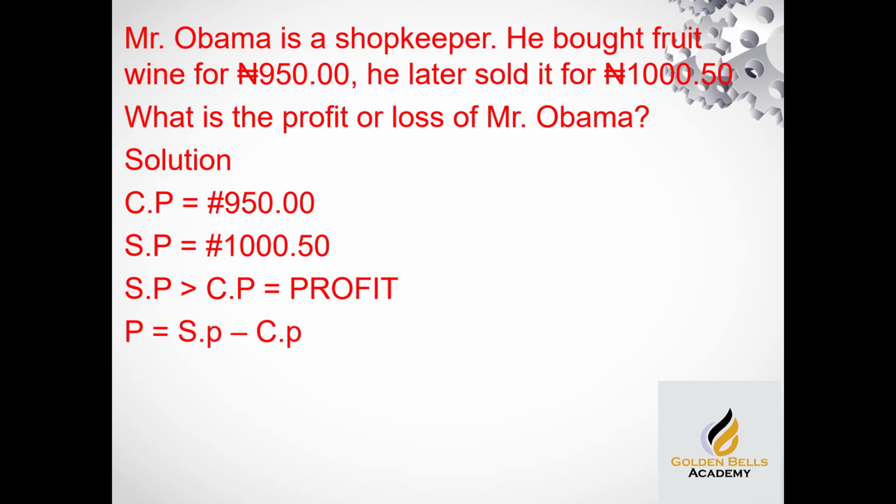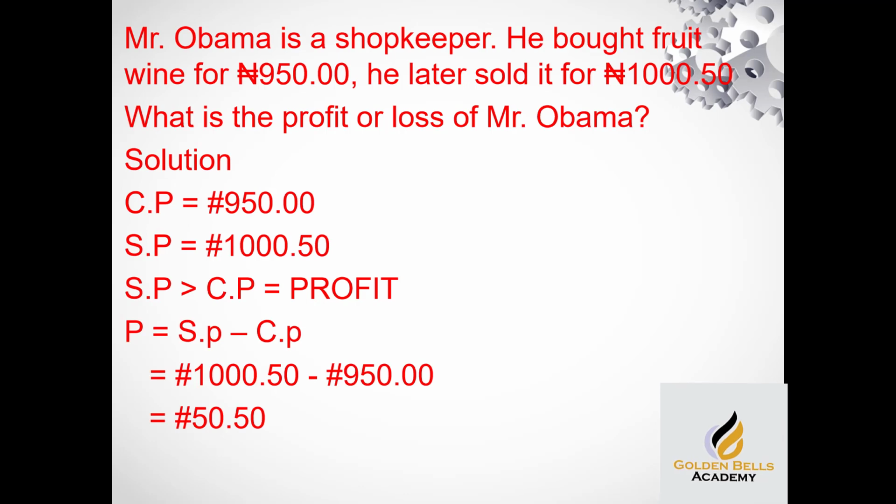Now, profit equals selling price minus cost price. The selling price is 1000 naira 50 kobo, while the cost price is 950 naira. So Mr. Obama made 50 naira 50 kobo as his profit. Do you get that? Good, well done. So 50 naira 50 kobo is the profit made by Mr. Obama. Okay, I think we have come to the end of our examples.